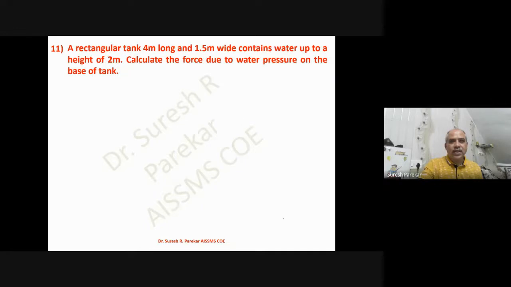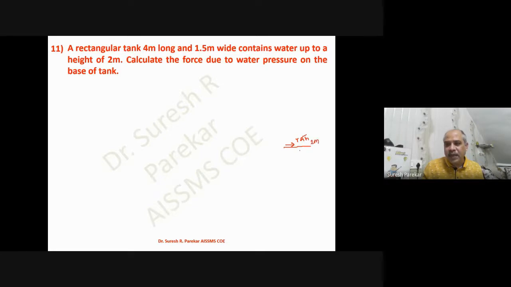Then we will have next a rectangular tank 4 meter long and 1.5 meter wide, containing water up to a height of 2 meter. Calculate the force due to water pressure on the base of the tank. So directly you have to find it for the base of the tank. We have seen the pressure at the base of tank, we have gamma A into H bar. Now H bar here we will get as 2 meter.